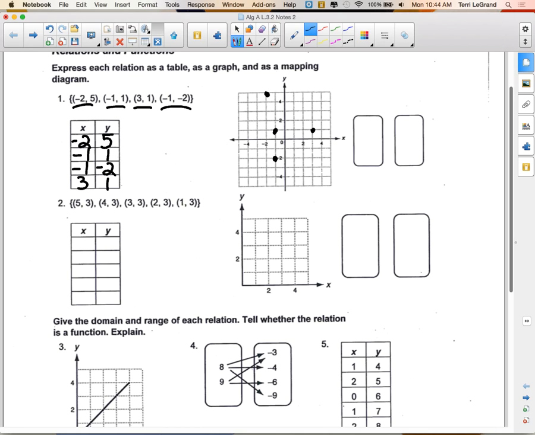Okay. Then our last thing we're going to do is a mapping diagram. So we've displayed it as a table. We used that table also to help us make a graph. And now we're going to make a mapping diagram. I want you to think of the mapping diagram kind of like this. In the first part of our diagram, that's really going to be our domain. The second one is the range.